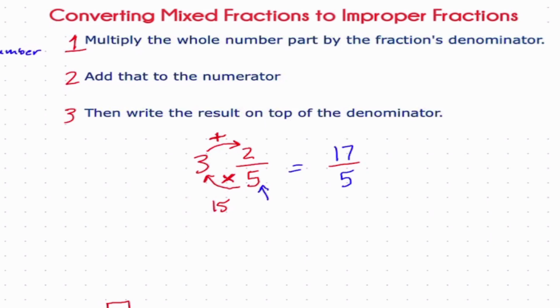Okay, let's try one more just to kind of show you guys here. Let's try 2 and 1/4. So again, we're going to multiply here and add our top number. Our denominator, we can already go ahead and write as 4 because that's not going to change. Okay, so 2 times 4 is going to be 8 plus 1, okay, and we get 9. So 9 over 4.